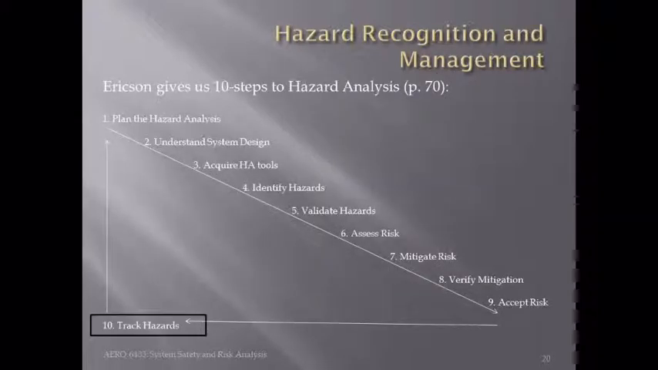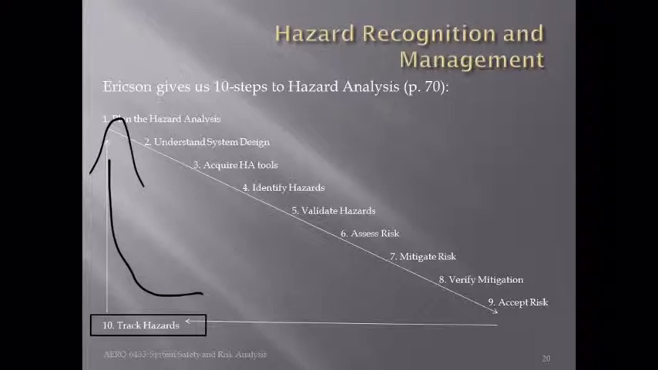Finally, the hazards and mitigating strategies are tracked, with the information then plugged back into the first step to redefine and reanalyze the system, providing for that closed loop process and continuous improvement of our system.